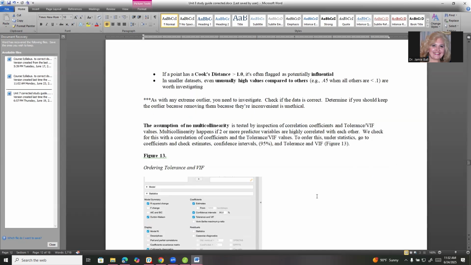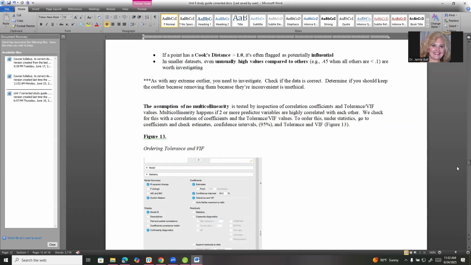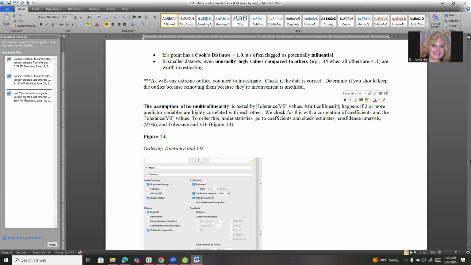Now, our next assumption is no multicollinearity. We can test that by inspecting correlation coefficients. Anything greater than 0.7 is a problem, so that's like a Pearson R. Or we can inspect it with the tolerance and VIF values, and that's what we're going to use today.